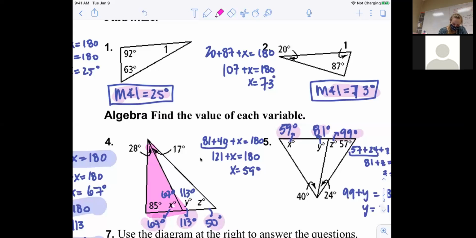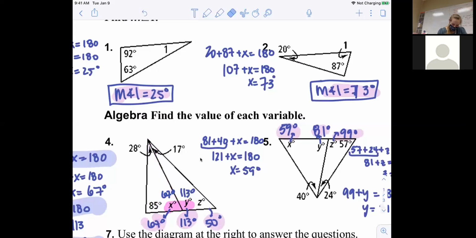Once I find that x is 67, I know that x and y are a linear pair. Linear pairs add to 180. So if x was 67, I subtract that from 180, and I can get y.